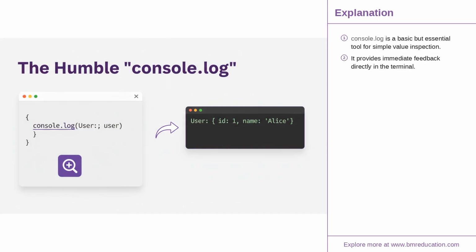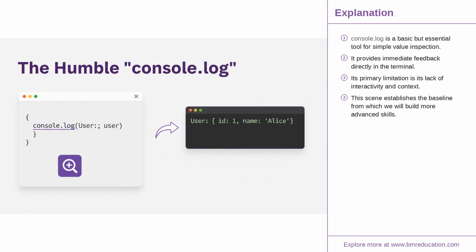Our journey starts with console.log. It's the first tool we learn. It's simple, immediate, and perfect for a quick peek inside our code. For a single variable or a simple check, it does the job. However, this simplicity is also its greatest weakness. As our applications grow in complexity, relying solely on logging quickly becomes a significant bottleneck.